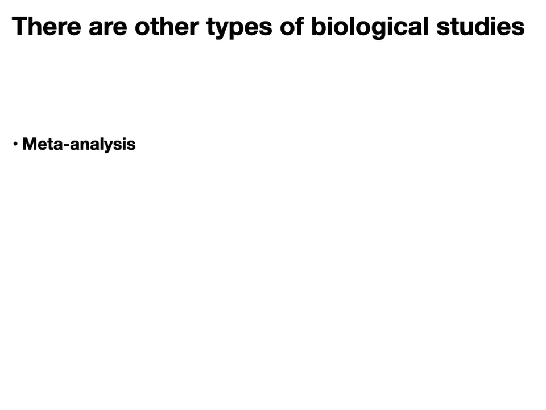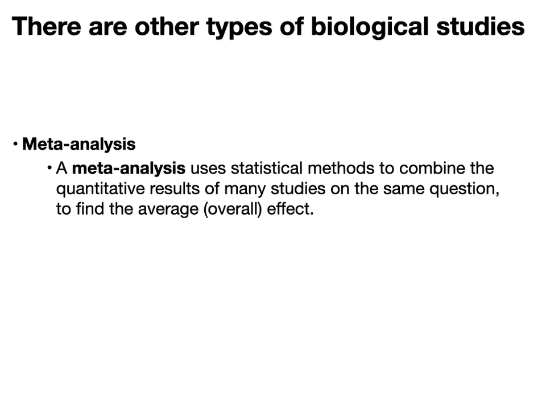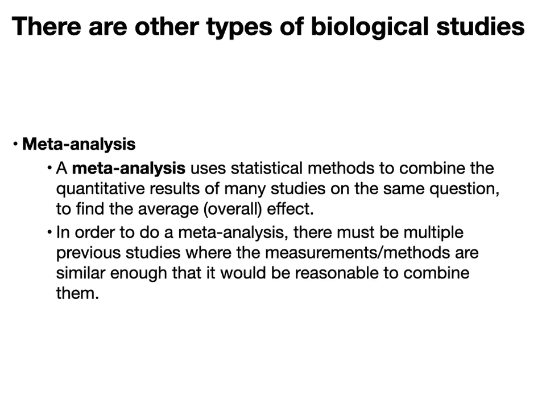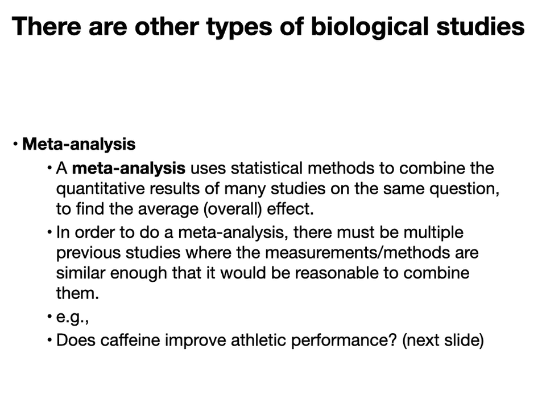Okay, another type of study to be aware of is called a meta-analysis. A meta-analysis is a study that combines quantitative results of many previous studies on a given question, and it uses statistics to find the average or the overall effect. In order to do a meta-analysis, you need to have a whole bunch of previous studies on that topic. Also, the measurements in those studies need to be similar enough that it would be reasonable to combine them. For example, we're going to look at a meta-analysis of the question of whether caffeine improves athletic performance.